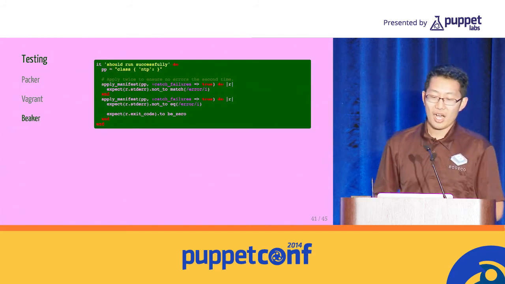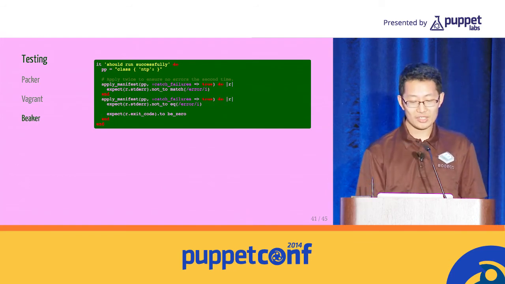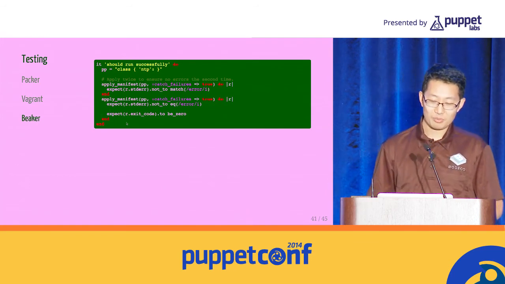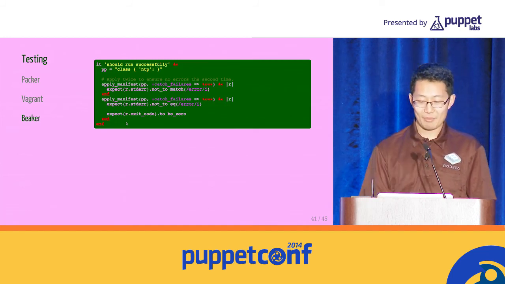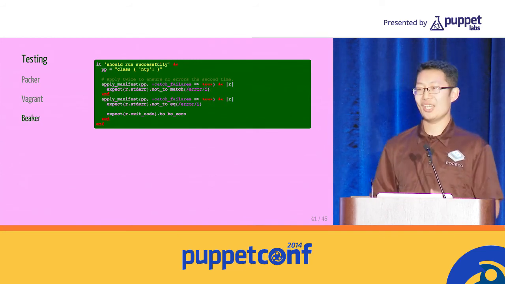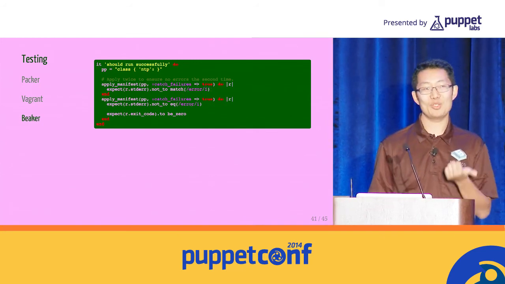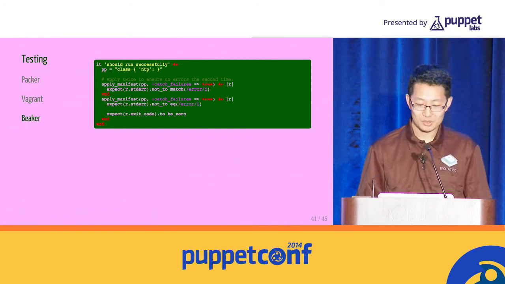In here, you pass in the Puppet manifest that you want to test on the system and give it a list of expectations. A couple of interesting ones: when you apply the manifest, it should not have any errors. You can apply the manifest twice, and when you run it a second time, it should not change the system. This makes sure your manifests are idempotent.